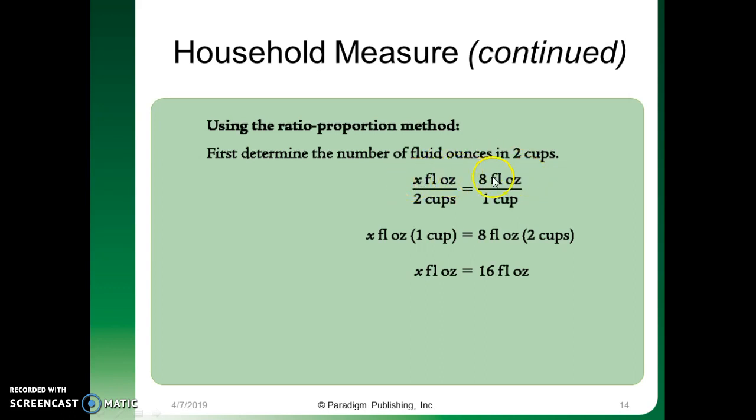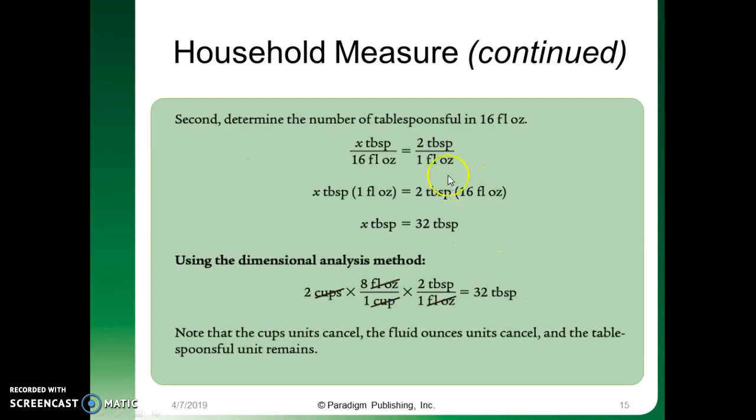So x's fluid ounces are on top and cups are on the bottom. X over 2 cups, 8 over 1 cup, cross multiply. X times 1 is x, 8 times 2 is 16, so there are 16 fluid ounces in 2 cups. Now we can use that to find out how many tablespoonfuls.